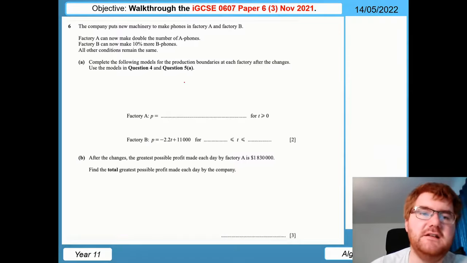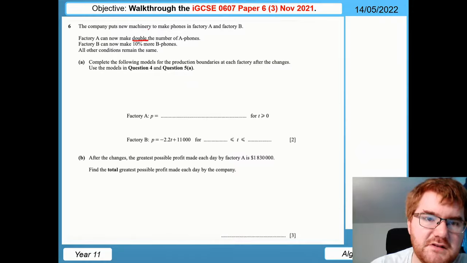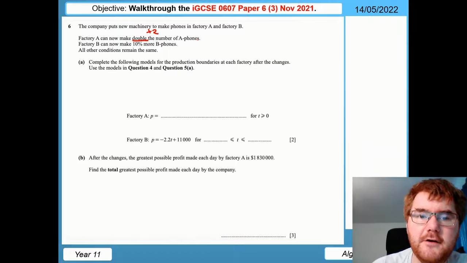Factory A can now make double, that's important, so times 2 the number of A phones, and factory B can now make 10% more B phones. Okay, that's important to know. All other conditions remain the same. Complete the following models for the production boundaries after the changes. Use the models in question 4 and 5a.